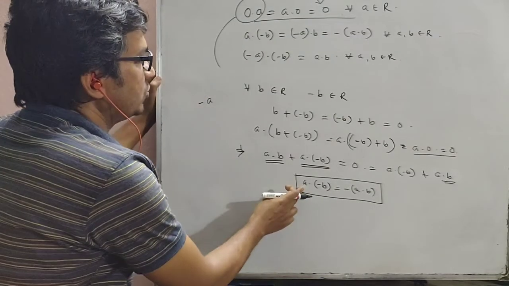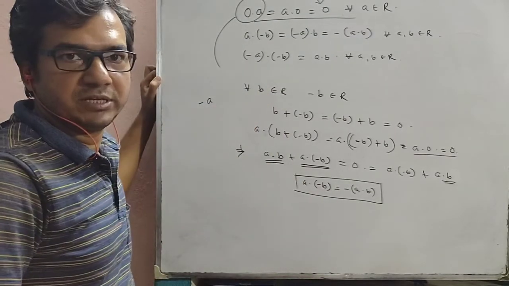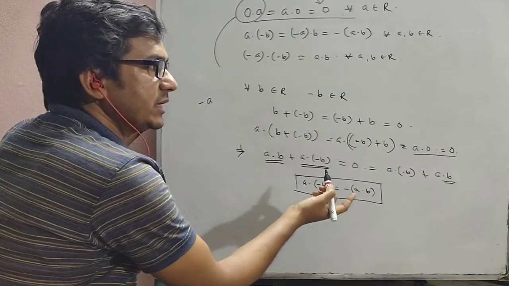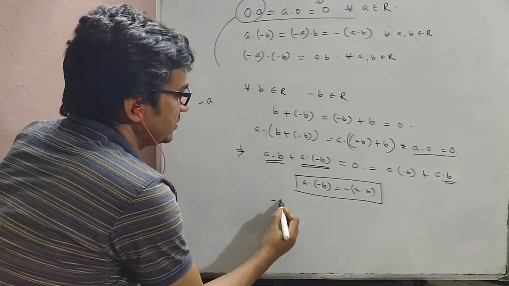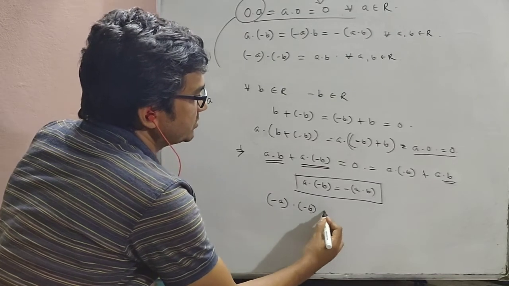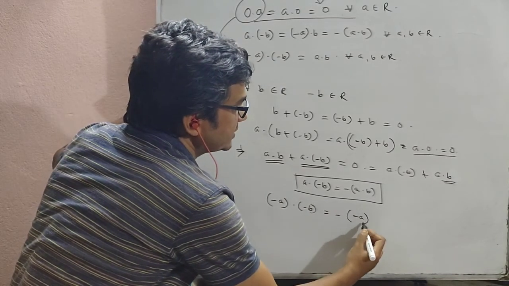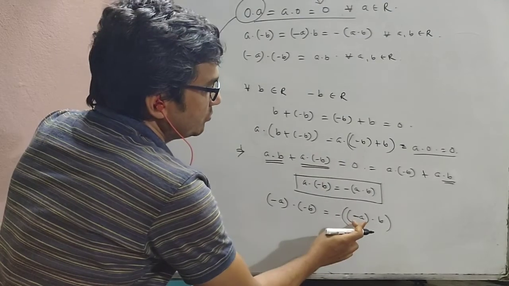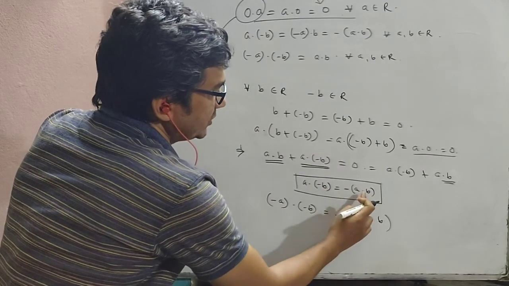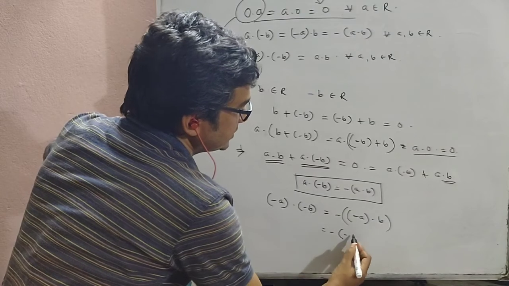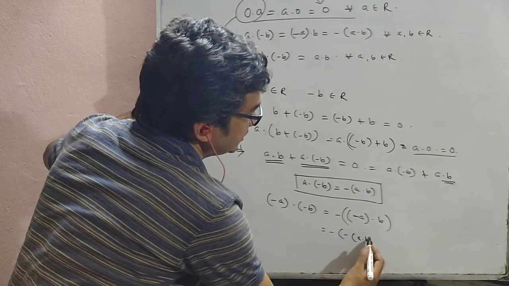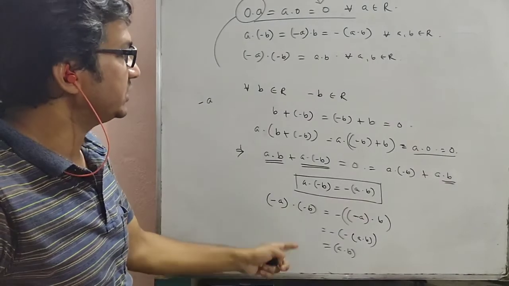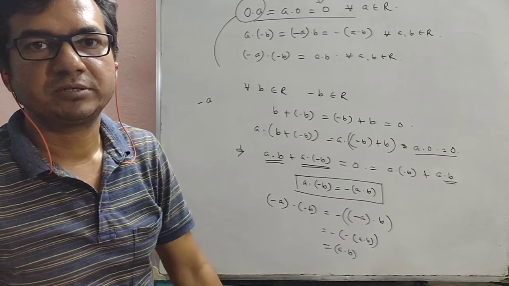Now from this we get the third proof very easily. Here we replace A by minus A, and we get minus A dot minus B equal to minus A dot B, and from this property we can write minus of minus A dot B, and this is A dot B. This is the proof of the last property. Okay.